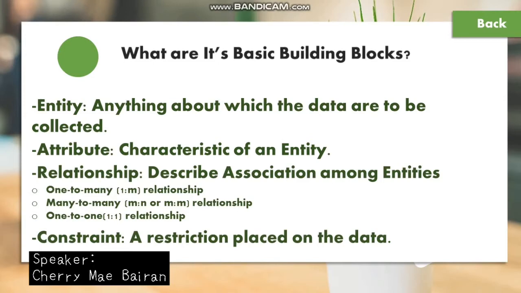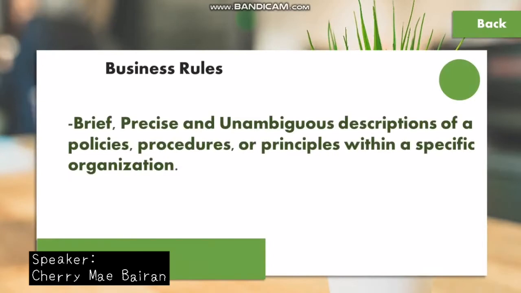Next is constraint. A constraint is a restriction which should be placed on the data. It also ensures the data integrity. Business rule is the most important process of data modeling or designing a database, because most of the relationships we are going to create between entities will be generated from the business rules. It can be a brief, precise, and unambiguous description of a policy, procedure, or principle.